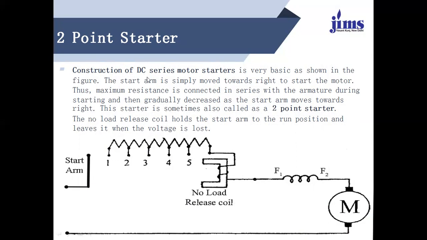It's very basic. The start arm is simply moved towards the right to start the motor. The maximum resistance is connected in series with the armature during starting, and then gradually decreases as the start arm moves towards the right. This starter is sometimes also called a two-point starter. The no-load release coil holds the start arm in the run position and releases it when the voltage is low. So when the voltage becomes zero, the series motor will stop, but there is no change in the current.